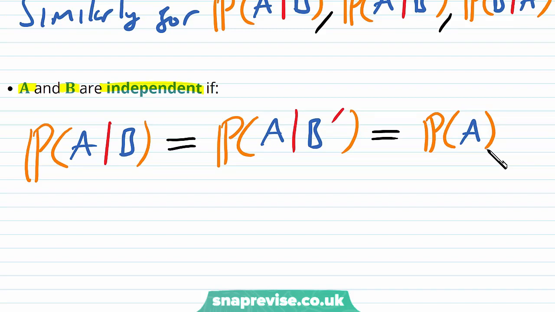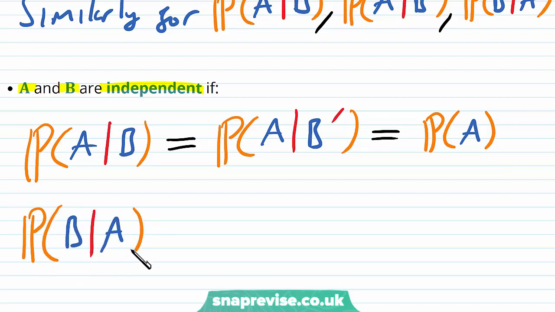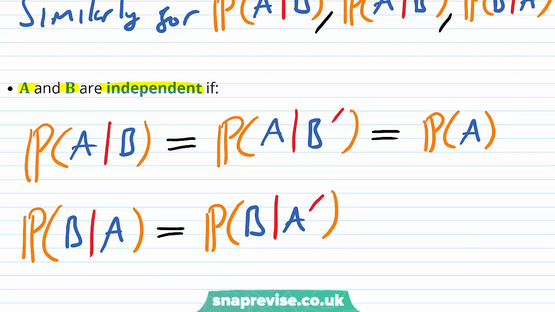Similarly, we can reverse this and have that the probability of B given the event A is equal to the probability of B given the event A complement, which is also equal to the probability of B. Again, for the same reason, if this is true, then we have independence between A and B.